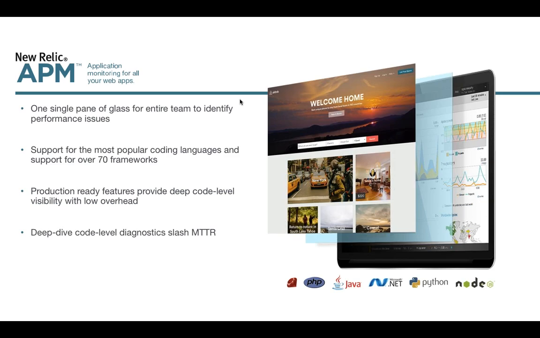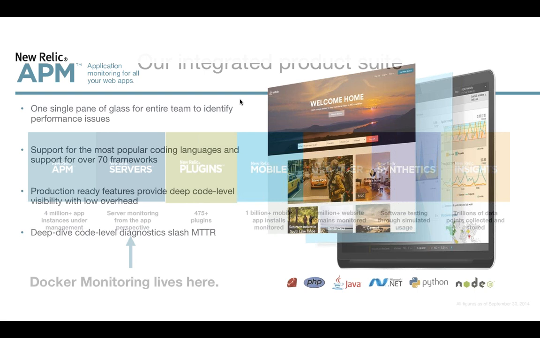So APM, in a nutshell, is our flagship product. The one key takeaway with this is it is just dead simple to set up and use. Customers really love APM because within a few minutes, you're up and running. You're seeing a visual representation of how your application is performing with all the associated metrics very quickly. Obviously, we support the most popular coding languages and over 70 frameworks as well, and it really gives you a good idea of how your business is working from the application perspective.